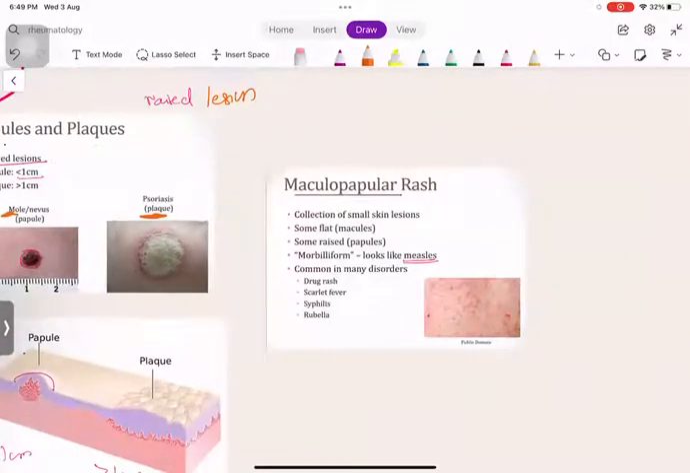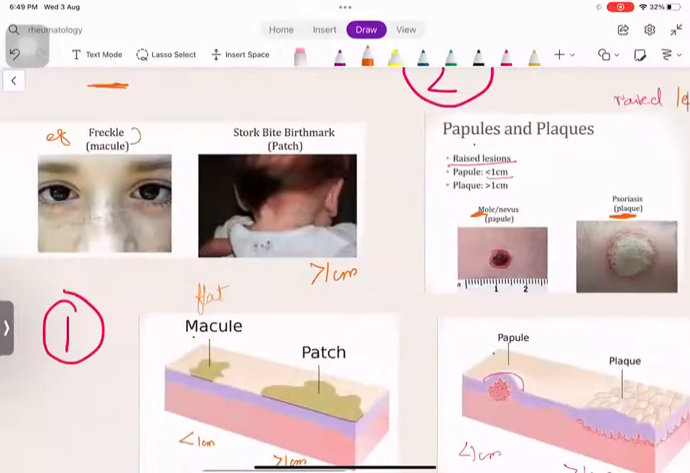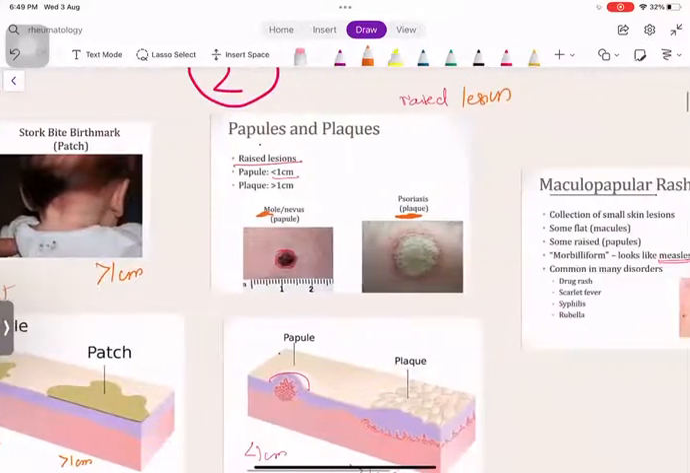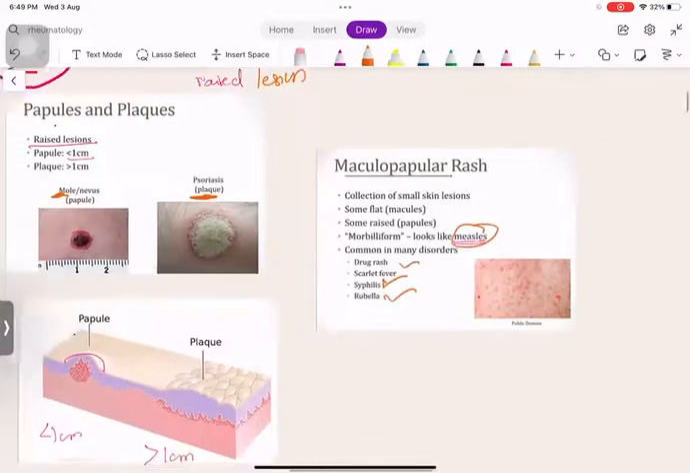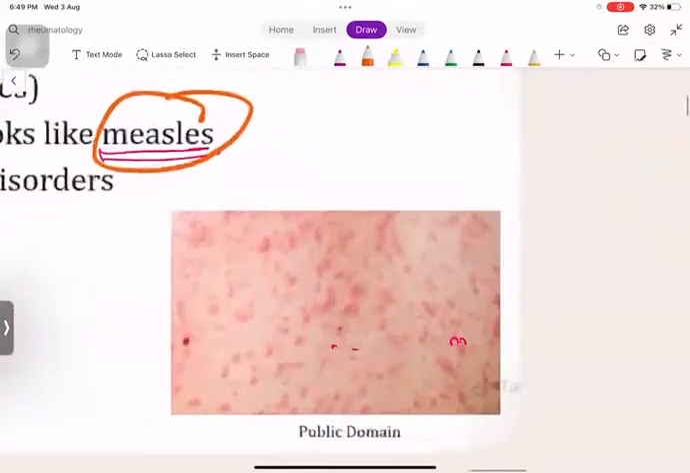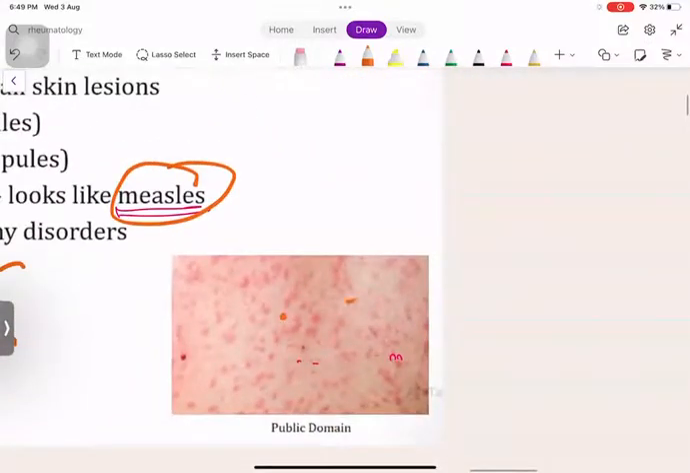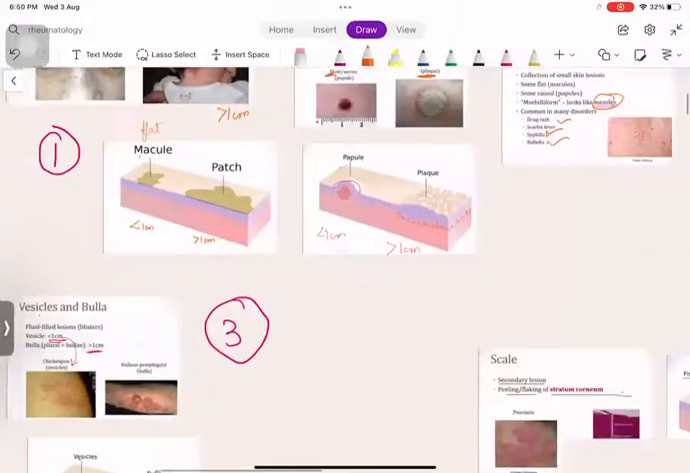A maculopapular rash means it's flat as well as raised lesion present on the skin. These are characteristic of measles, rubella, syphilis, drug rash. They have both slightly raised and flat, but all in the range of 1 centimeter.